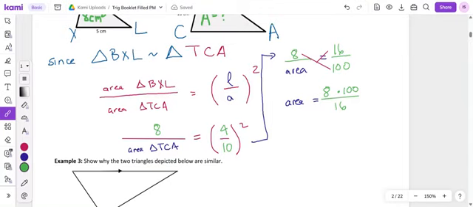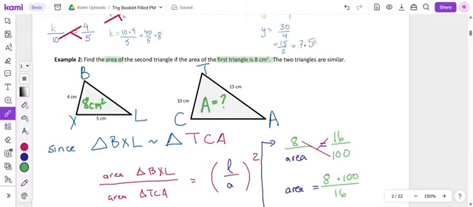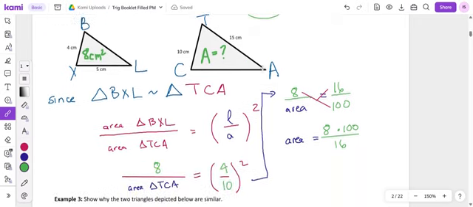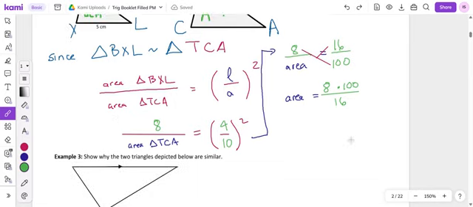Now, you can go ahead and go 8 times 100 is 800. Where did you get the 8? From the beginning, thank you. Right in the question, it tells us that the area of the first triangle is 8 centimeters squared. And so I'm comparing the area of the first to the area of the second. All right. So I could do 800 over 16.